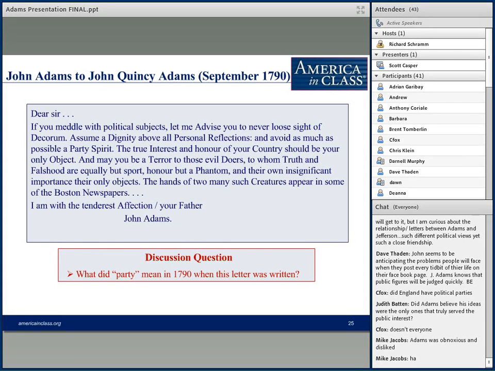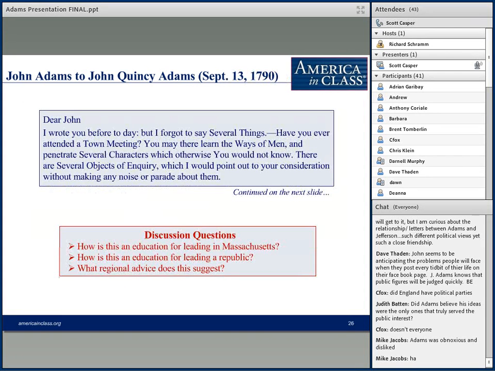Let's keep moving here. We are still in September 1790, and John is writing to John Quincy again. This is a follow-up letter. I wrote to you before today, but I forgot to say several things. Have you ever attended a town meeting? You may learn there the ways of men and penetrate several characters which otherwise you would not know. There are several objects of inquiry which I would point out to your consideration without making any noise or parade about them. What is a town meeting?